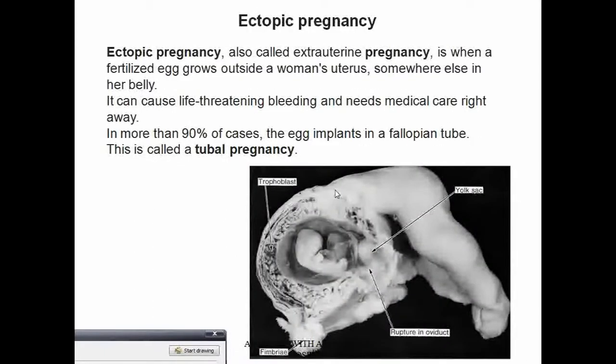Now this is a condition called ectopic pregnancy. Ectopic pregnancy, also called extrauterine pregnancy, is when a fertilized egg grows outside a woman's uterus, somewhere else in her belly. So here the implantation does not occur in the uterus, it occurs anywhere else.